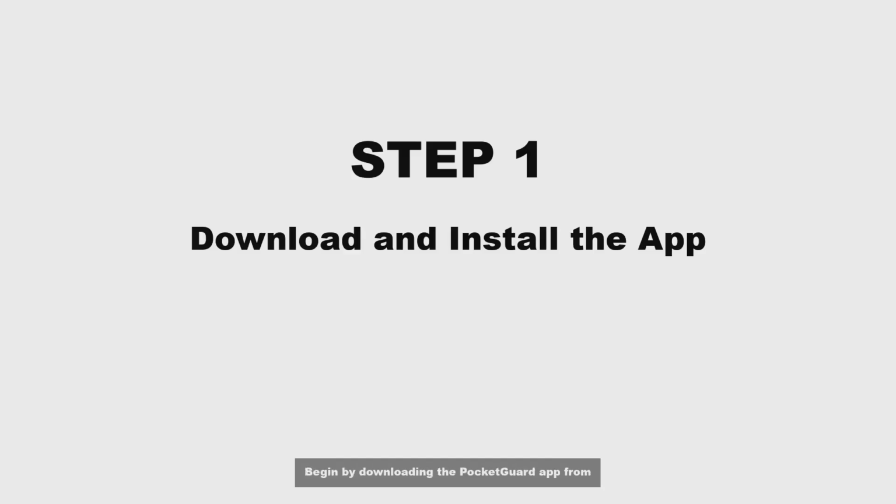Linking your bank account to PocketGuard allows you to manage your finances more effectively. Follow these steps to connect your bank account seamlessly. Step 1. Download and install the app. Begin by downloading the PocketGuard app from the App Store or Google Play Store. Once installed, open the app and create an account if you haven't already.